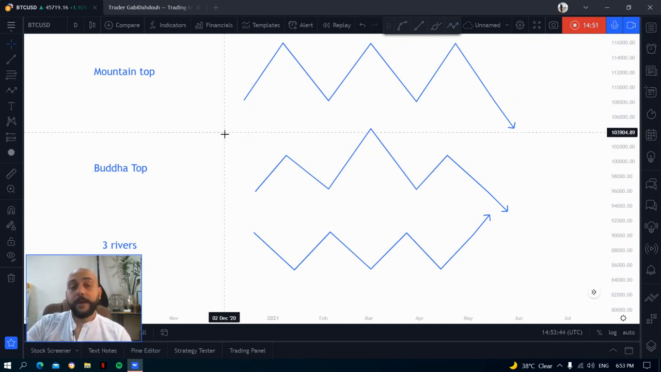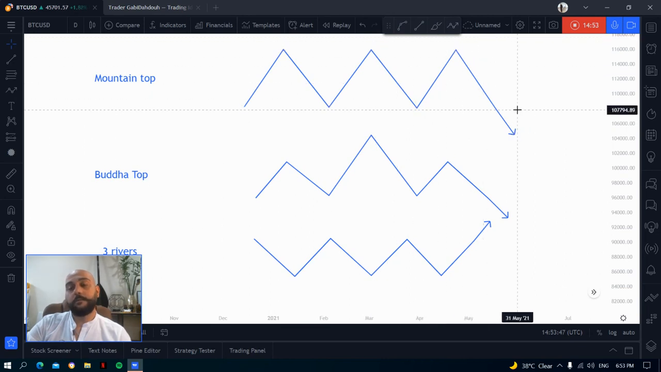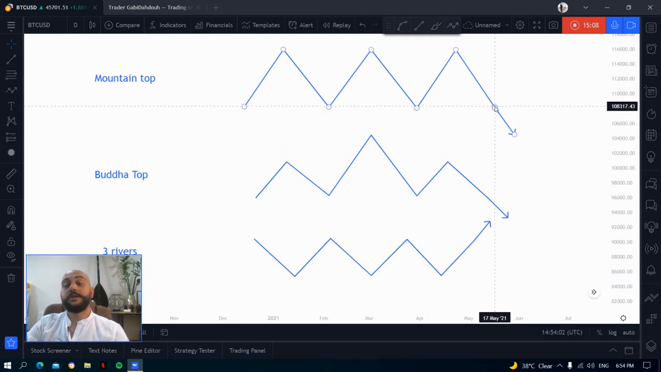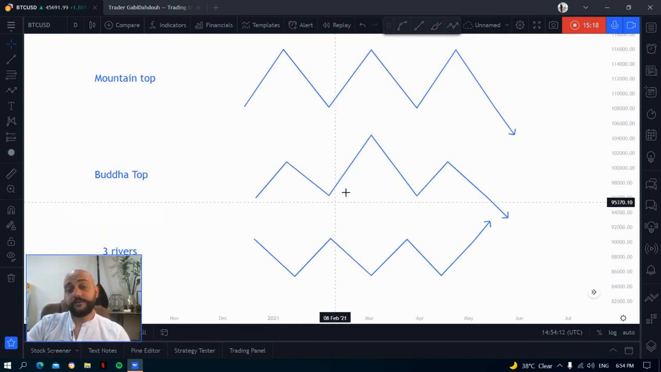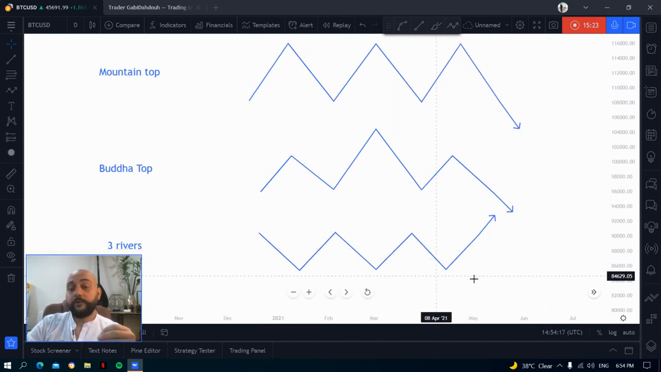differently. We have mountain top. It's basically a triple top pattern. So when the market goes up, down, up, down, up, down, we have three tops. They are basically near each other. As soon as we break the neckline, which is the line that connects every bottom of these, it's usually a big reversal pattern, and it suggests a big change in the trend. The Buddha top is basically head and shoulders. So as you can see, this is the left shoulder, the head, and the right shoulder, and it works the same here. And this one's called three river, which is basically a triple bottom pattern.